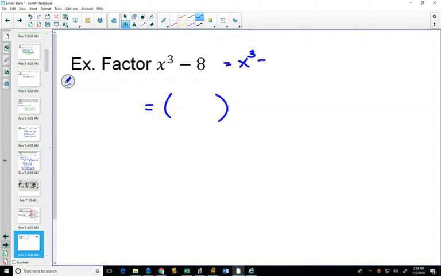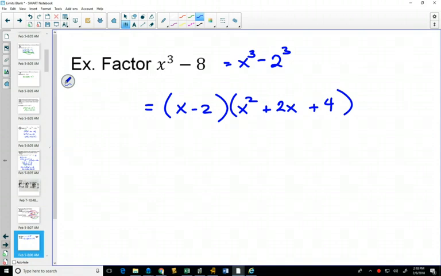So maybe you recognize the 8 as 2 cubed. So that means we could factor out an x minus 2. We would get an x squared here, a plus 4 there, and a plus 2x there. Try the next one.